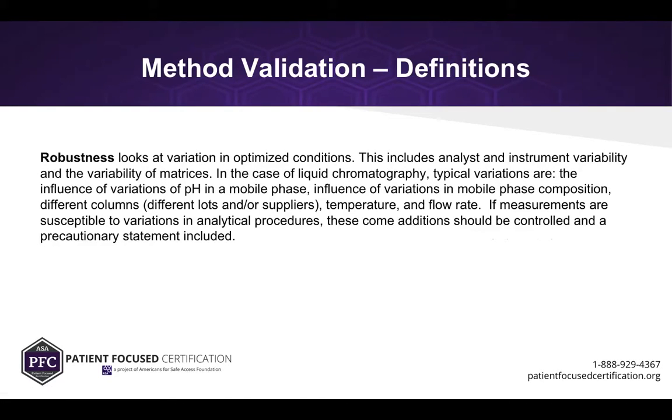Robustness looks at variation in optimized conditions. So when you're in your laboratory and you have your instrument, there are a number of different things that can affect the outcome of the result, including variability in the instrument, variability in the analyst, also variances and influences in different chemicals if you've got a new lot of chemicals or you've ordered from a new supplier. That might cause a difference in the results. And a robust method is really one that's able to be transferred to different locations and across different instruments.